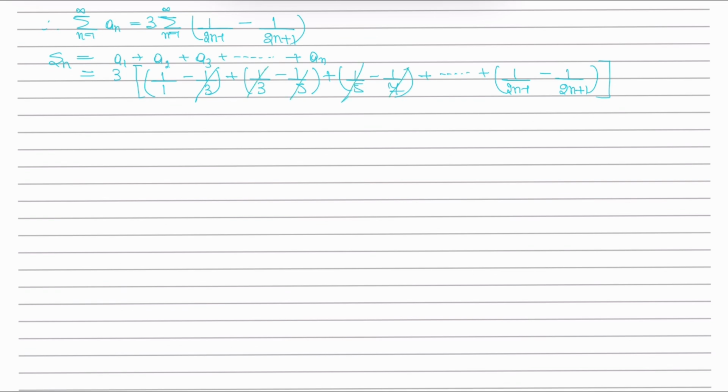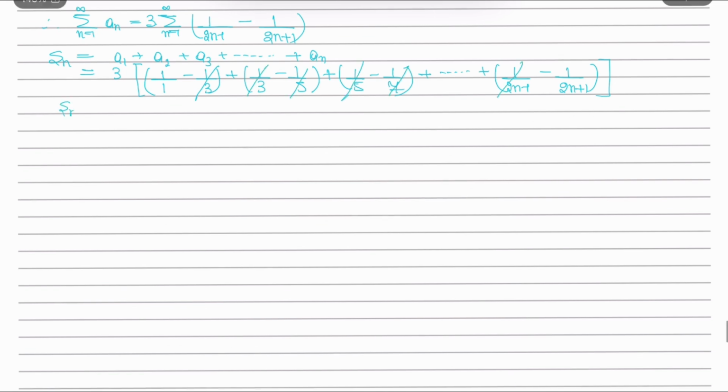Cancelling out the terms, we are left with Sn is equal to 3 times 1 minus 1 upon 2n plus 1, and this term converges to 3 as n tends to infinity. Therefore, the given series an is convergent and its sum is 3.